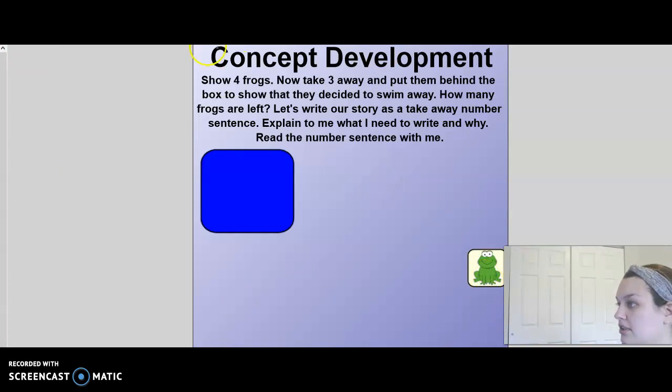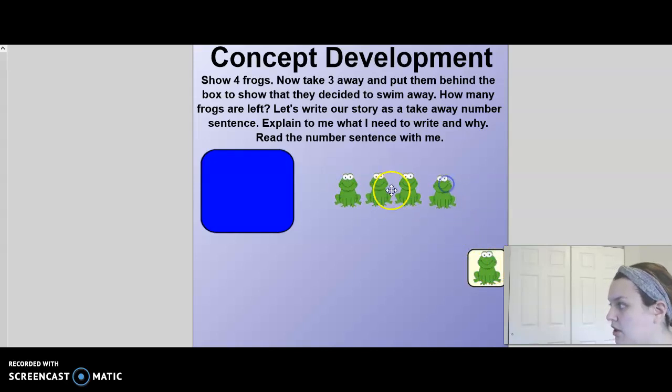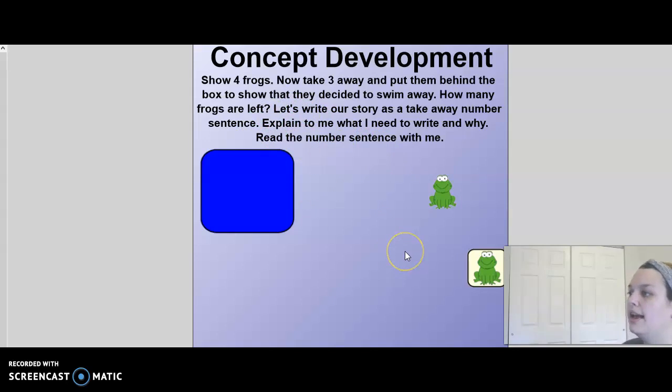Okay. We're going to do the same thing we did before. Now remember, if at any time I'm working too fast for you, pause me, okay? Show 4 frogs. So we started with 4 frogs. 3 decided to swim away. 1, 2, 3. How many frogs are left? Pause and write the number sentence to match our story, please.